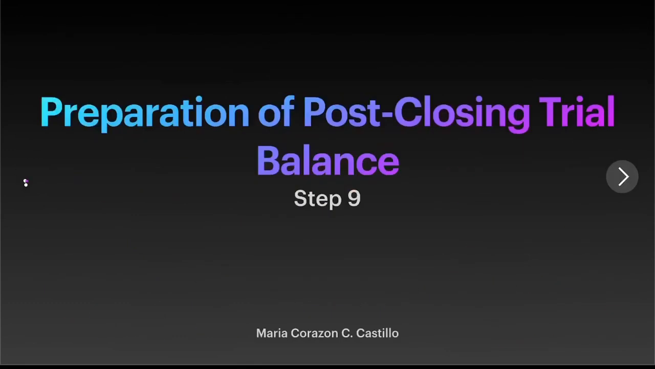So basically, class, in terms of the preparation of the post-closing trial balance, this is just our discussion. A simple discussion about the post-closing trial balance, trying to test the equality of the accounts by preparing a new trial balance after adjustments and closing, where again this particular trial balance includes only balance sheet items such as assets, liabilities, and ending capital. These three accounts are considered to be real or permanent accounts.